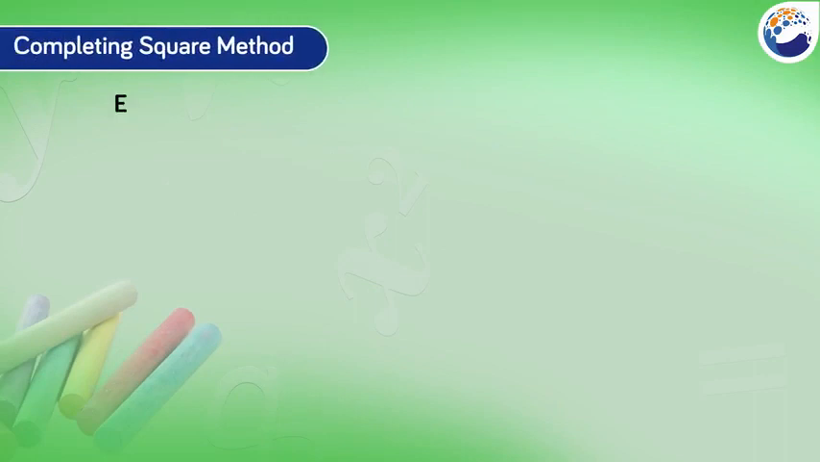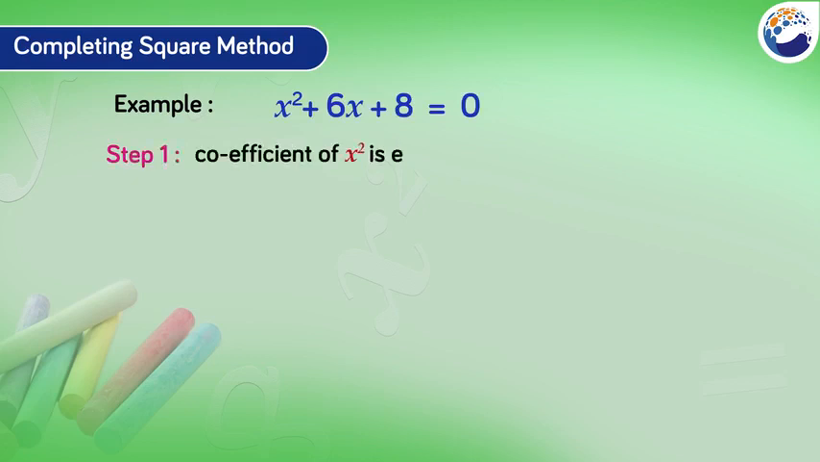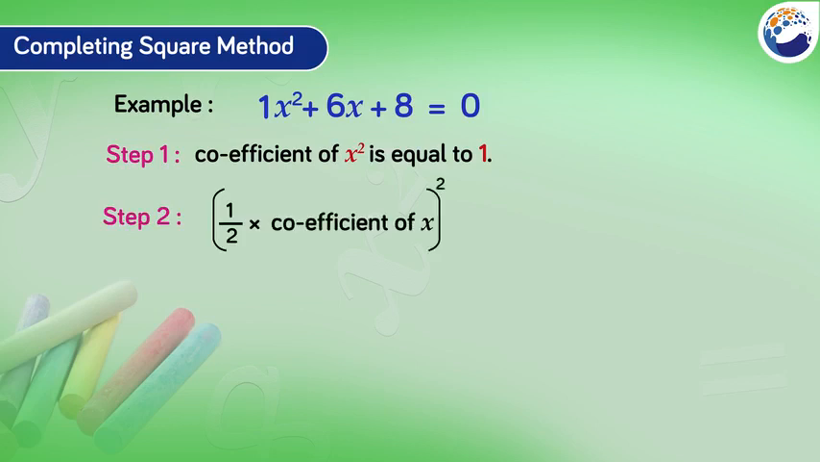Completing the square method. Let us consider the previous example. Step 1. Here the coefficient of x² is already equal to 1. x² + 6x + 8 = 0. Step 2. Solve (1/2 × coefficient of x)². Here the coefficient of x is 6, which is b. So (1/2 × 6)² = 3² = 9.